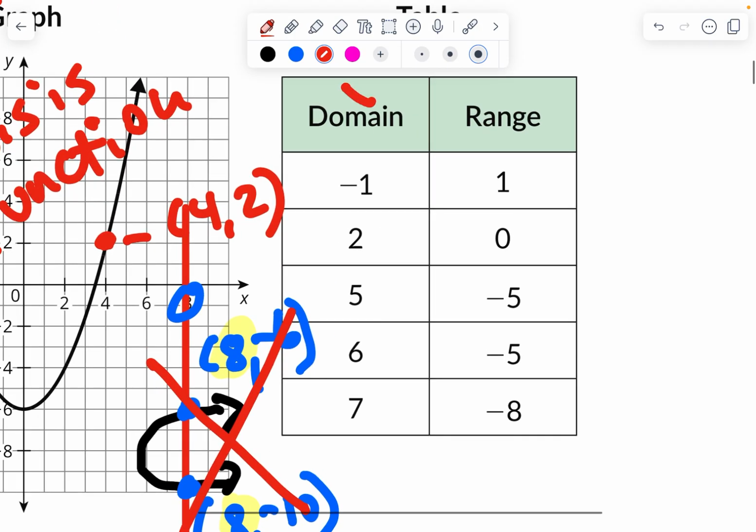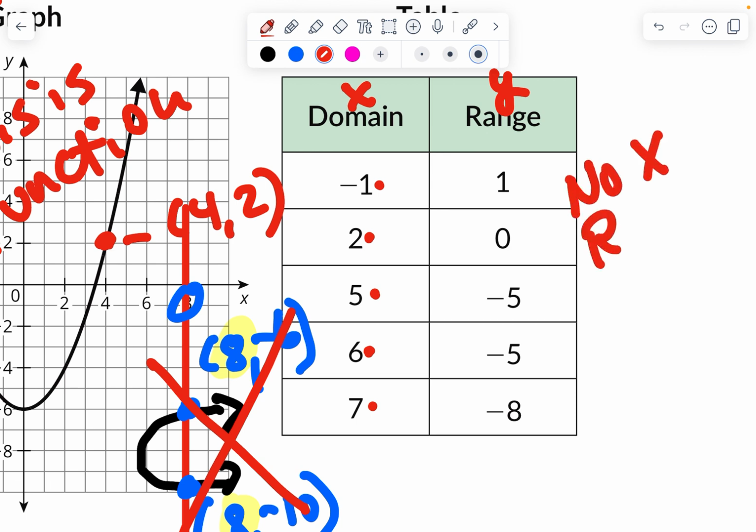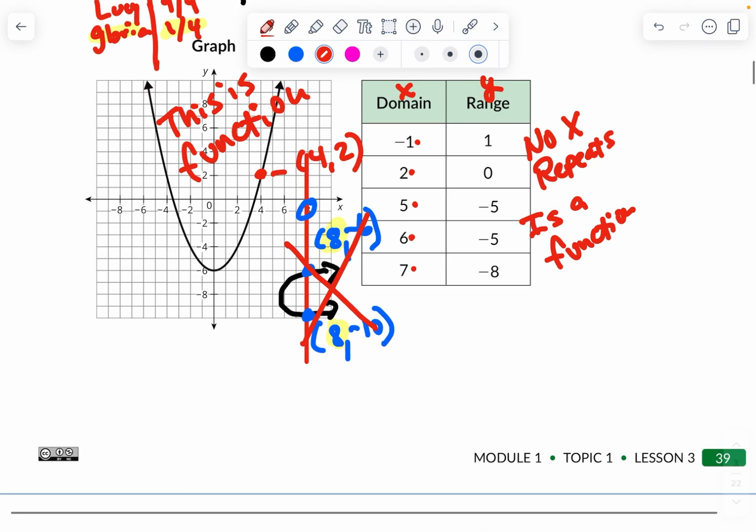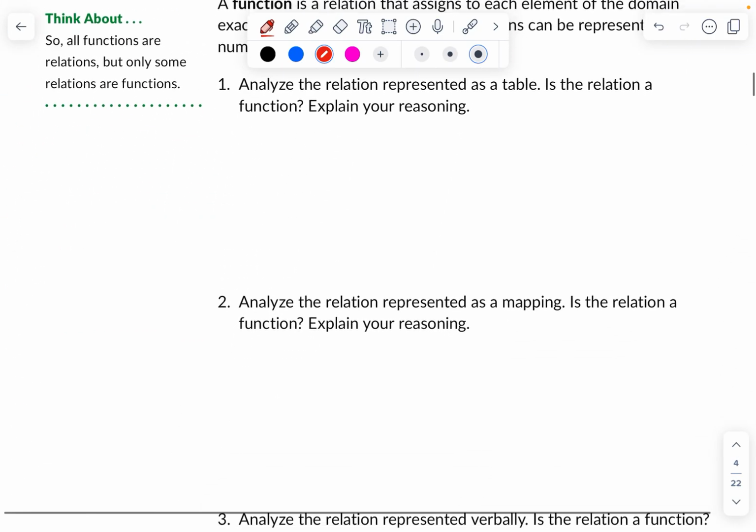Last one, domain, range. Do you have any x's that repeat? I got a 1, a 2, a 5, a 6, a 7. I don't even care about the y column. Don't even look at it. No repeats in the x column. So no x repeats. This is a function. So this is the kind of stuff you're going to be looking for, guys. Is it a function or not a function?